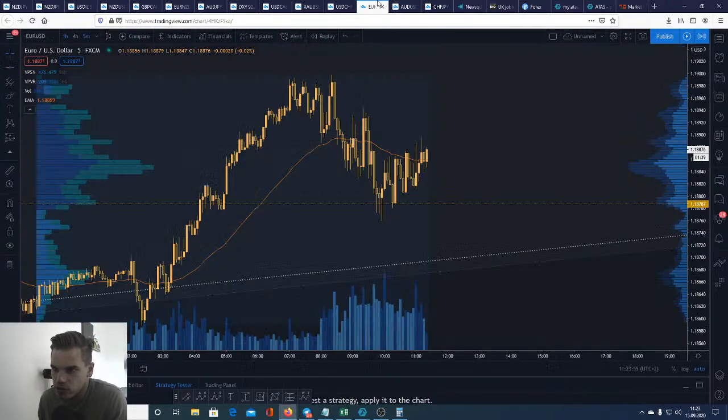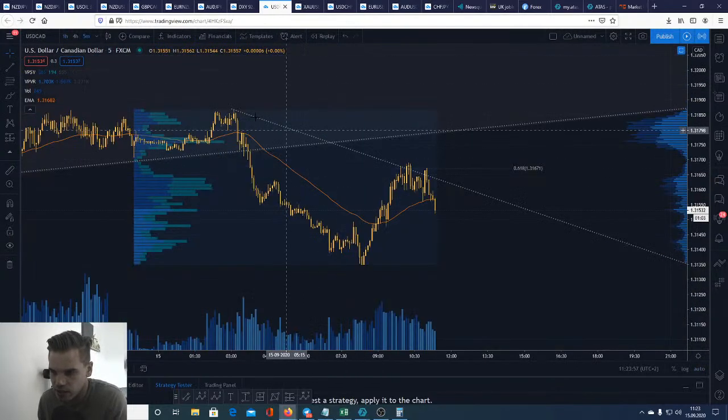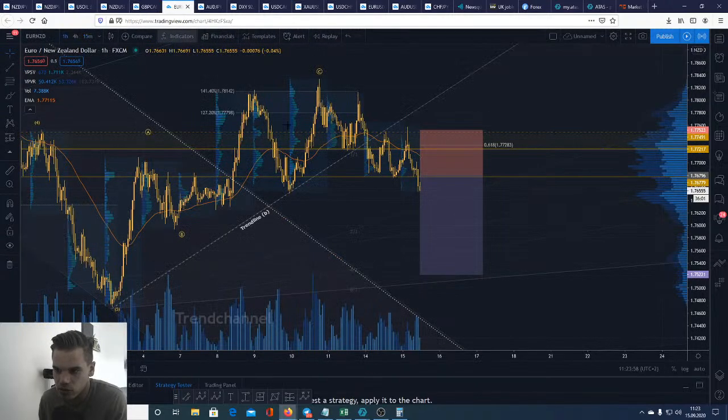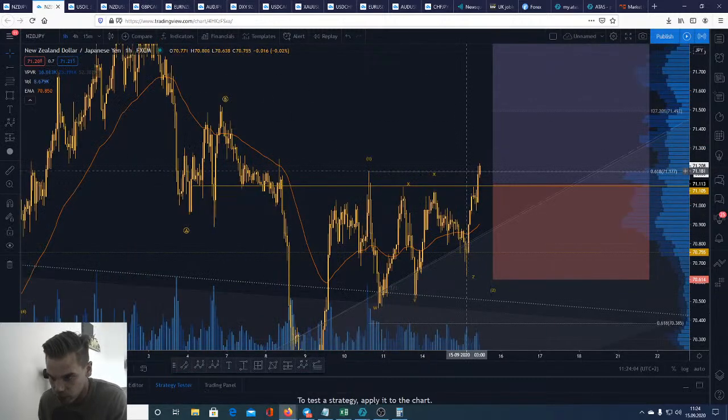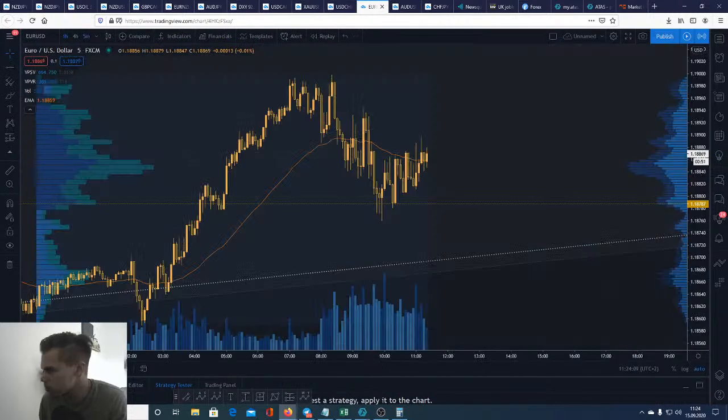So pretty good for AUD USD. For euros, still standing still a bit. USD CAD moving down right now. Euro NZD moving down because Euro USD is standing still because of the FOMC ahead, but NZD is going up. Good for our NZD JPY long trade. And all positions should be in profit right now.